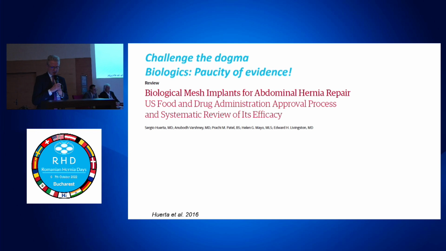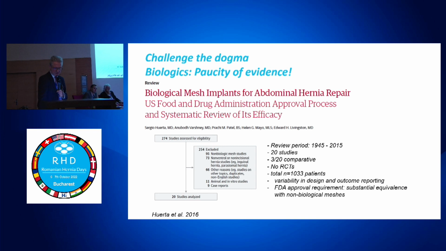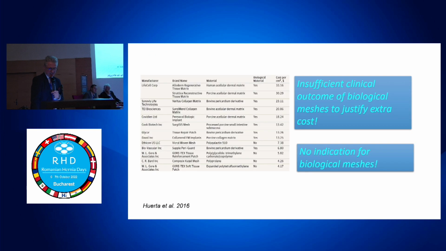The other thing is a paper by Huerta, Sergio, from 2016 already. You see the FDA approval process to look at biological mesh implants, and 20 studies were enrolled. There were no RCTs, and at the end there was the statement: insufficient clinical outcome of biological meshes to justify extra costs, and no indication for biological meshes. This was already in 2016.